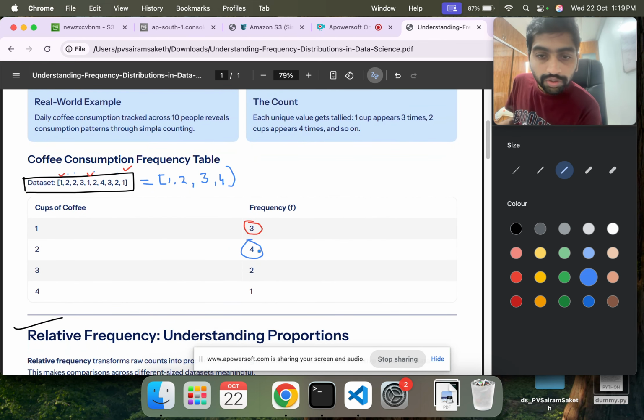So now here 2 is 4. Then how many times is 3 present? 3 is present 2 times. How many times is 4 present? 1 time 4 is present. So what is the total sum of this data?